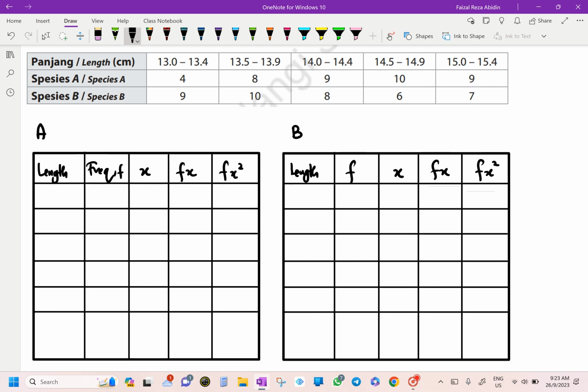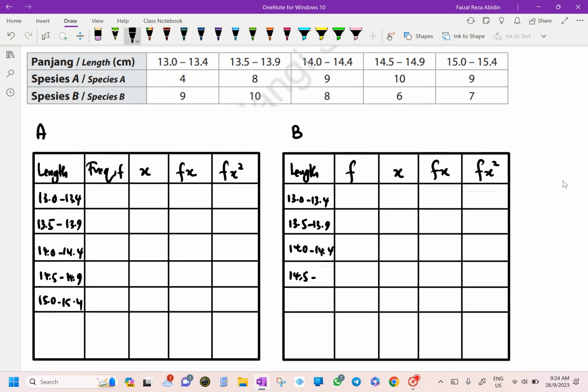So the length here is going to be 13 to 13.4, 13.5 until 13.9, 14 until 14.4, 14.5 until 14.9, 15 until 15.4. One more here for the sum later.